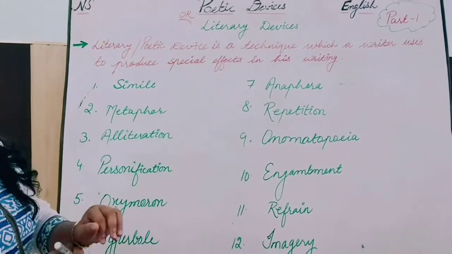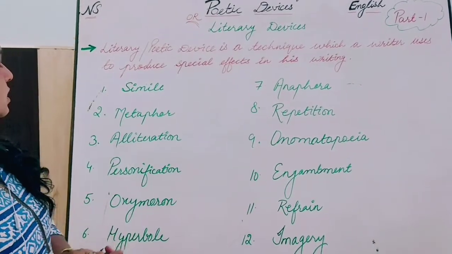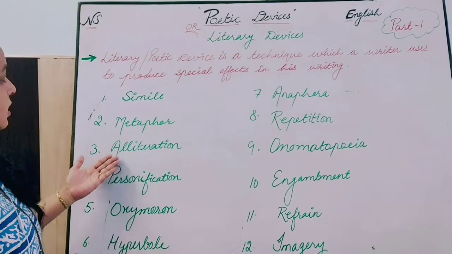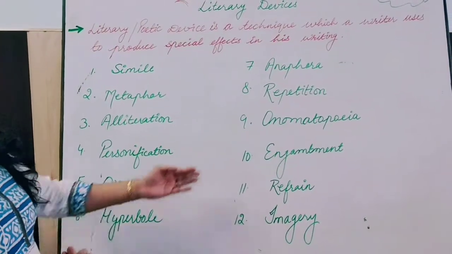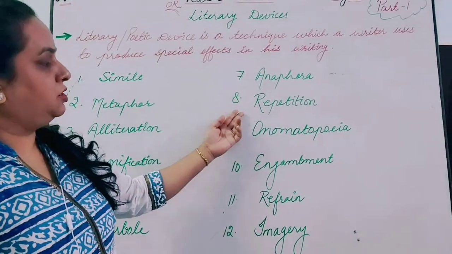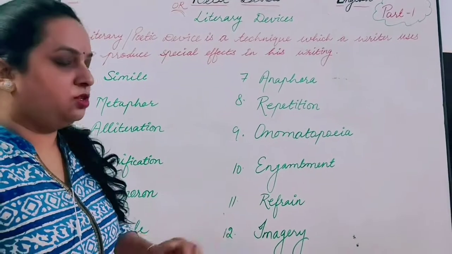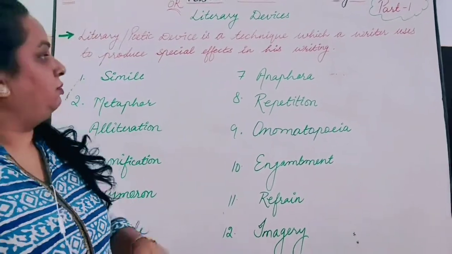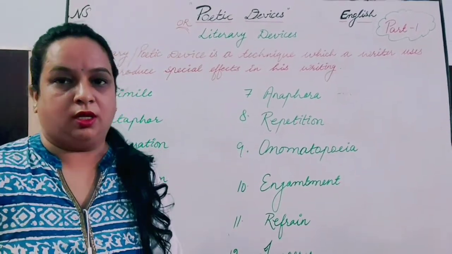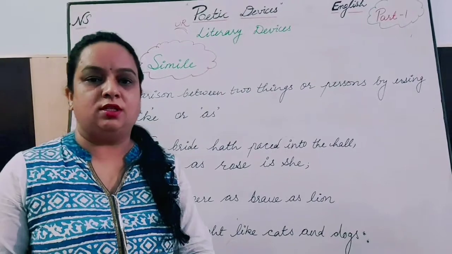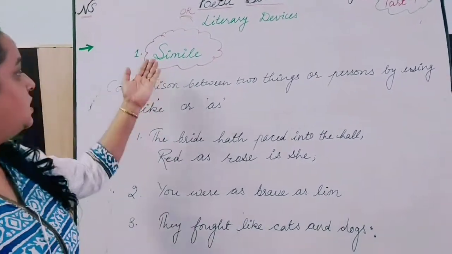Let's see. I have written here a list of some poetic devices. First one is simile, second metaphor, alliteration, personification, oxymoron, hyperbole, anaphora, repetition, onomatopoeia, enjambment, refrain and imagery. These are some of the literary devices which we are going to learn today. So let's start with poetic device number 1, that is simile.